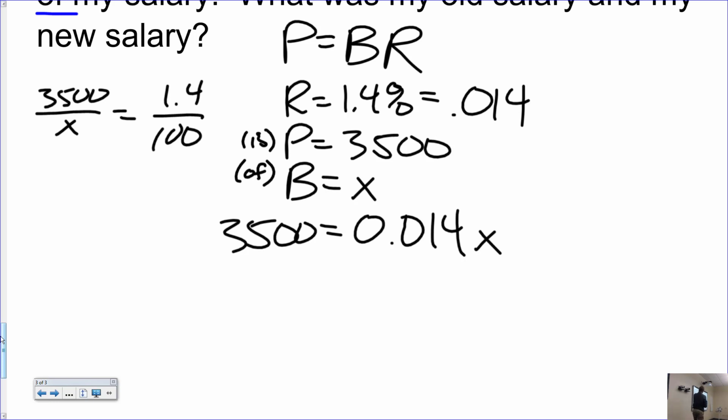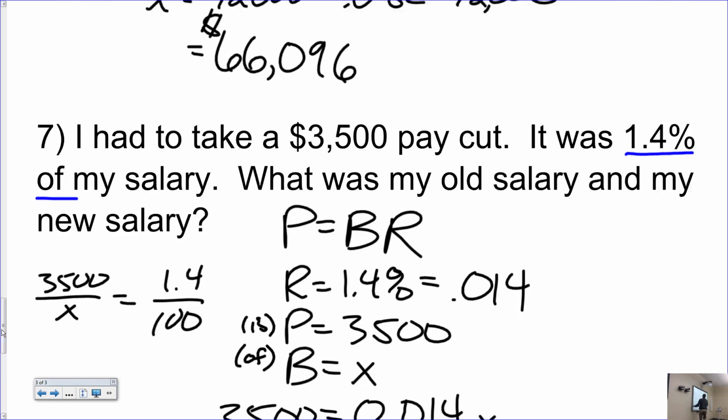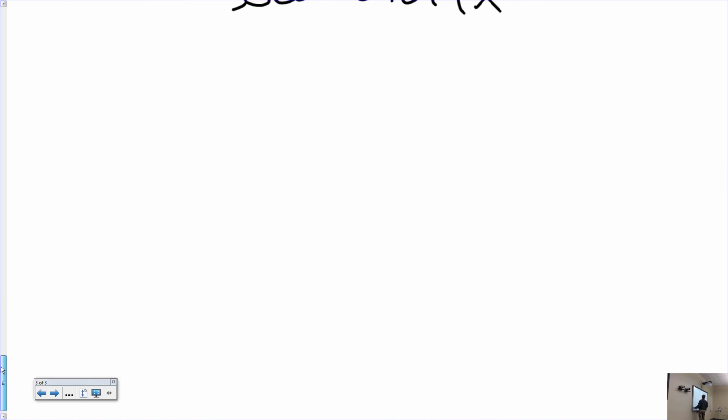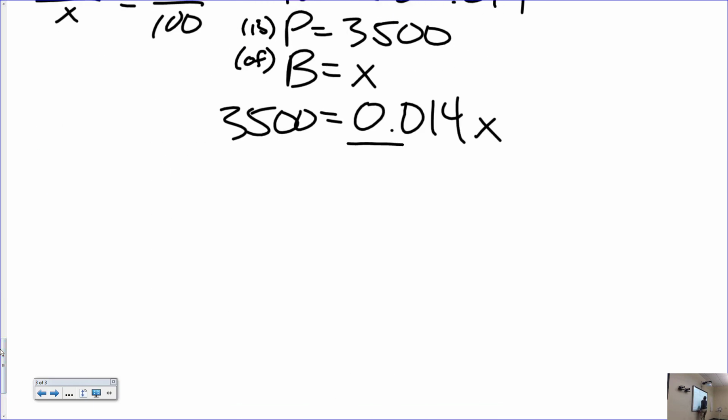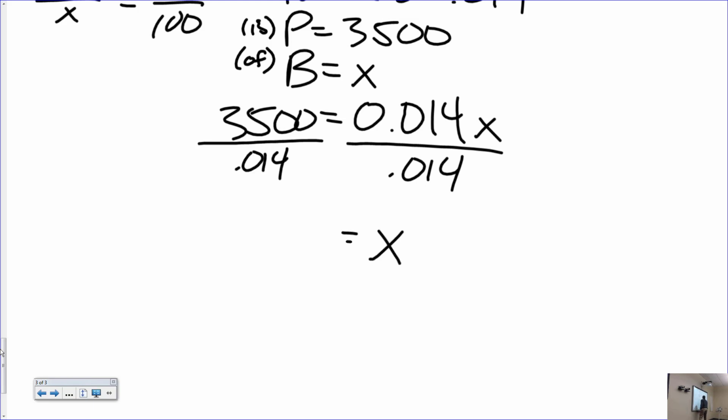So technically, working off the portion equals base times rate, folks, what I would do is divide by 0.014. 250,000. I don't mind that. What does that number represent? Your old salary. This is my old salary.